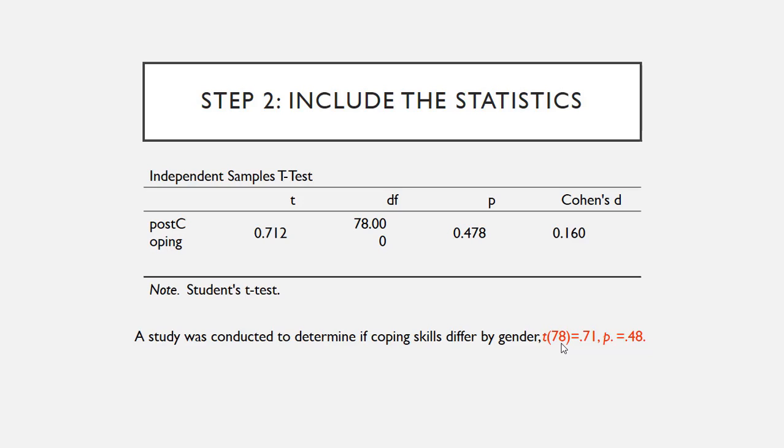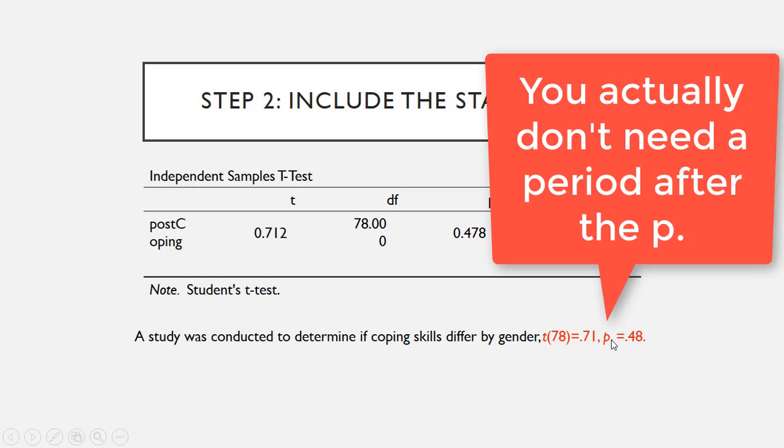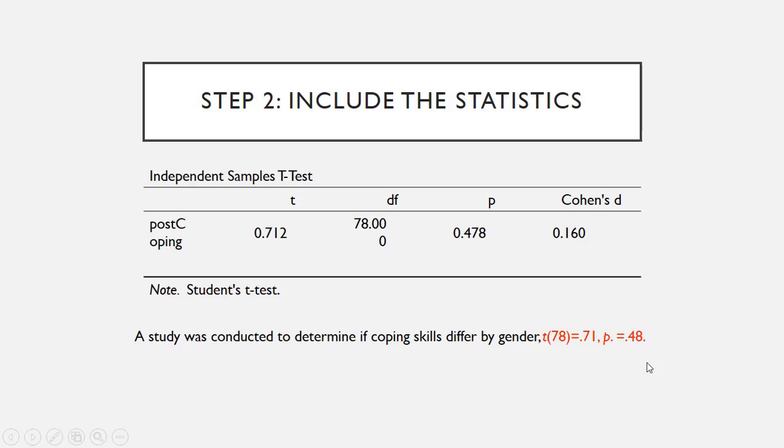I know that this is a lot of specific detail, but let's just review. The t needs to be there, lowercase italics, degrees of freedom in parentheses, an equal sign, the actual t-value to 2 decimal places, 0.71, a comma, the letter p italicized with a period, and then an equal sign and 0.48 for the actual p-value. All right, there you go. That was the hardest part.